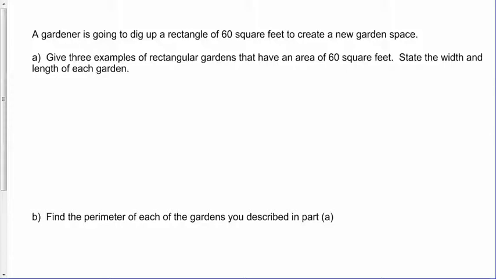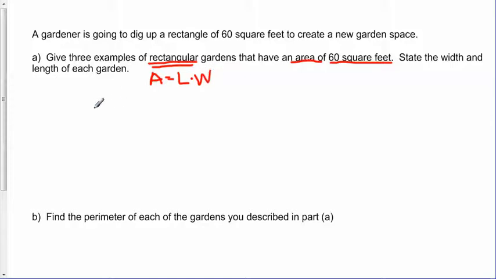So as we think about this, we want to be sure that we're paying attention to all the information that's given. So we're interested in an area of 60 square feet. And remember, these are rectangular gardens. If they were triangles, we would have to think about it a little differently. So we know for a rectangle to find the area, that area equals the length times the width.